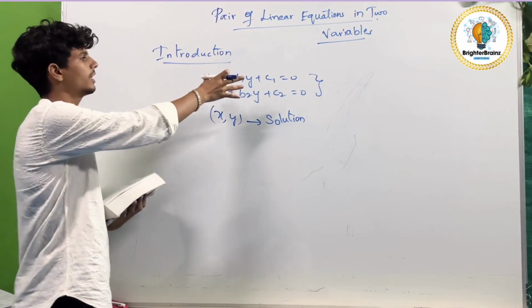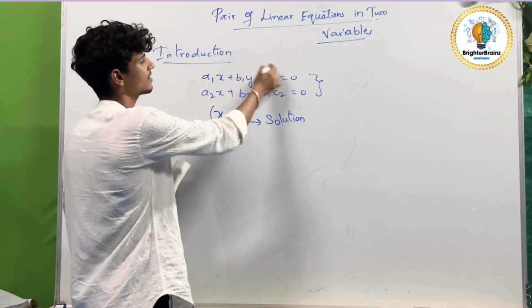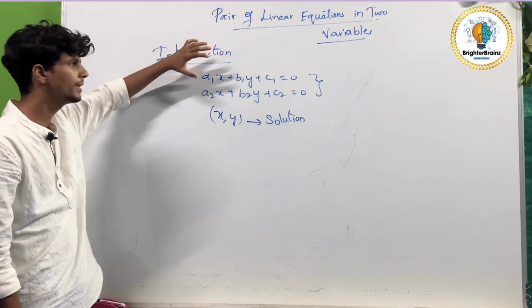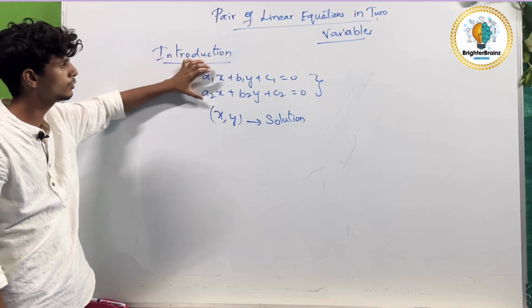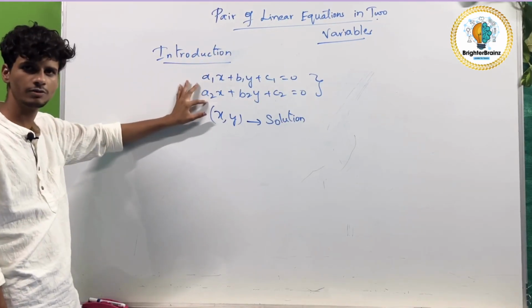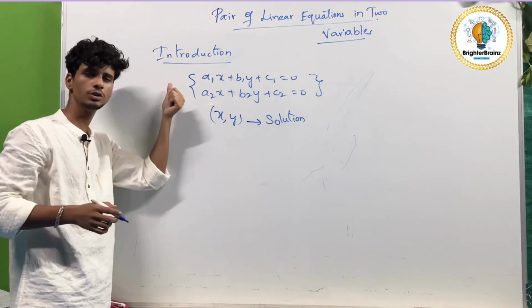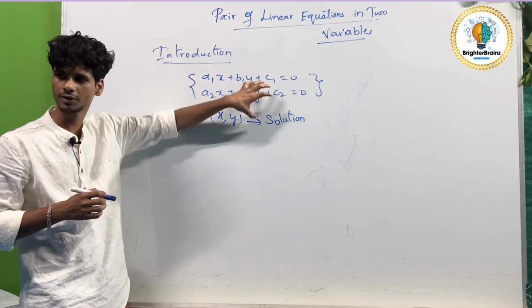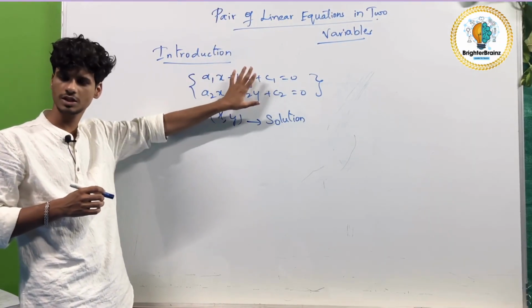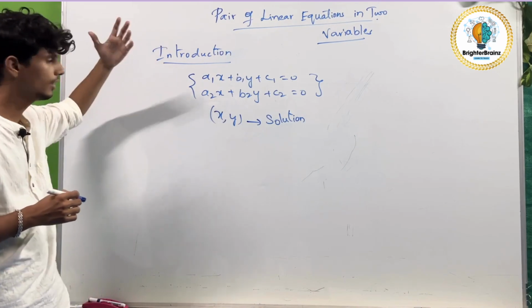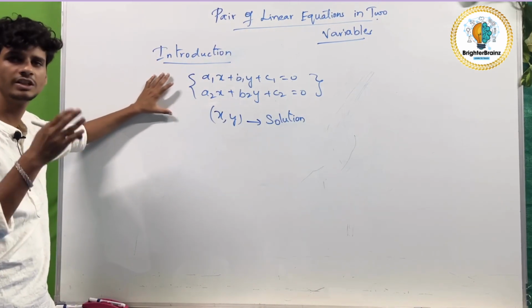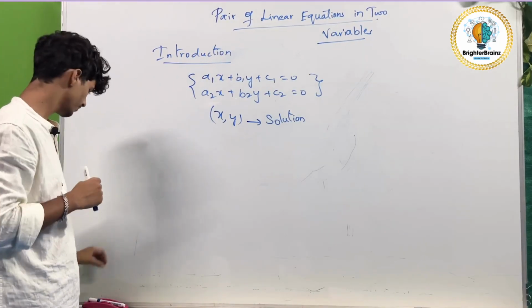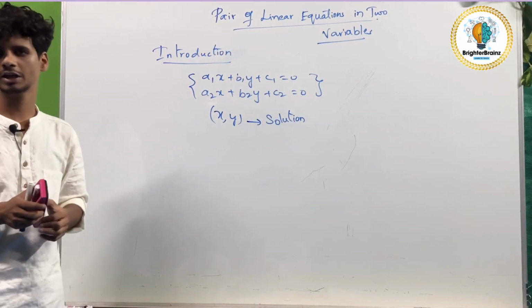Let us take this as an example: a1x plus b1y plus c1 equal to 0 is a linear equation, and we have two such linear equations. From this we need to know the nature of the pair of linear equations: how many solutions there are, and whether the lines are intersecting, coincident or parallel. In this way we are going to discuss a system of pair of linear equations.